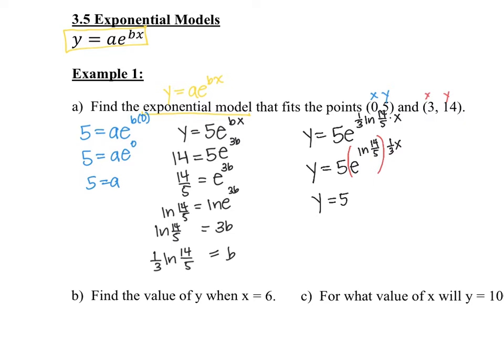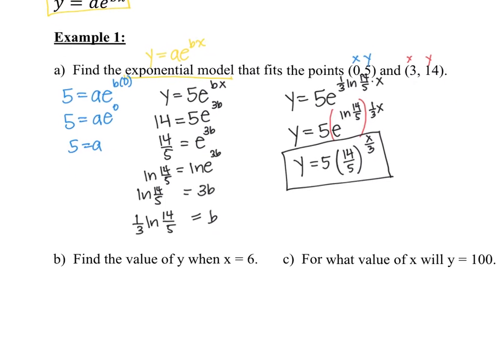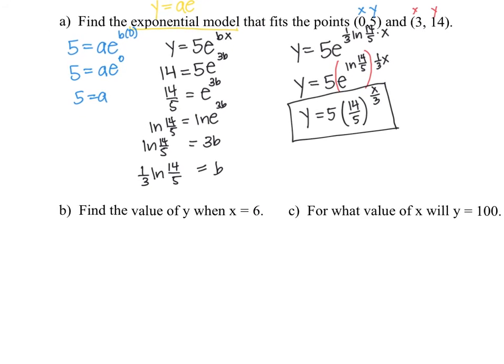Okay, e to the ln of 14/5, the e and the ln kind of cancel out, but the 14 over 5 comes down. Okay, and then I have the 1/3 x in the exponent spot left there. I'm just going to rewrite it as x over 3 so it looks a little nicer. And this is going to be my equation, my specific particular equation for this scenario.